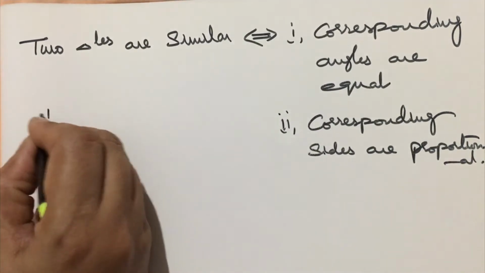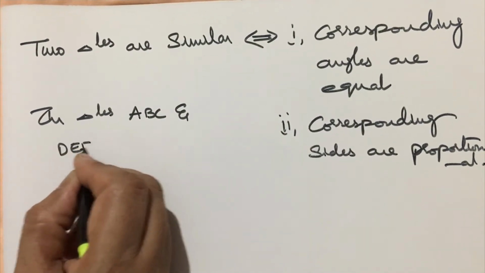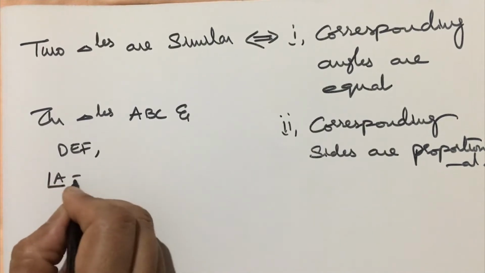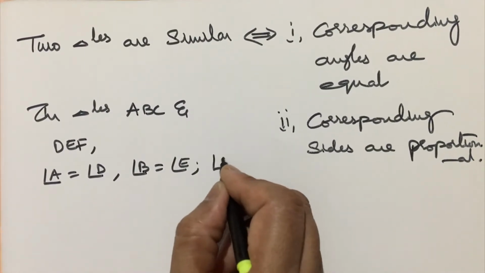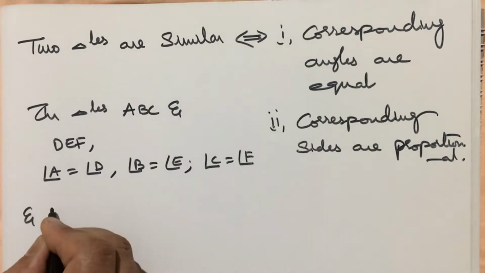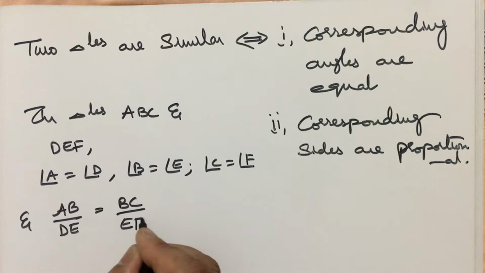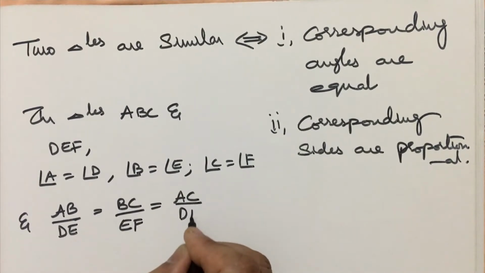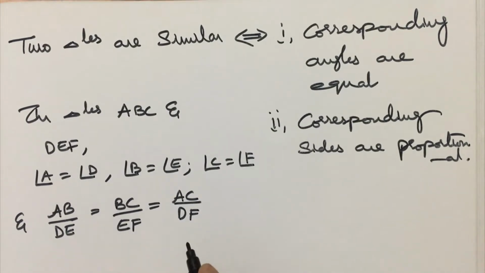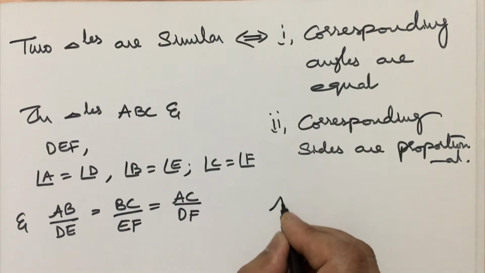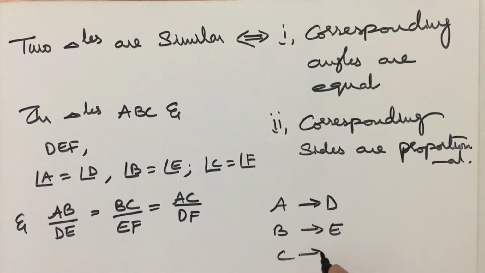Suppose I take triangles ABC and DEF. If angle A is equal to angle D, angle B is equal to angle E, and angle C is equal to angle F, as well as AB by DE is equal to BC by EF is equal to AC by DF, then you can write this triangle ABC and triangle DEF in this manner, that here A corresponds to D, B corresponds to E, and C corresponds to F.